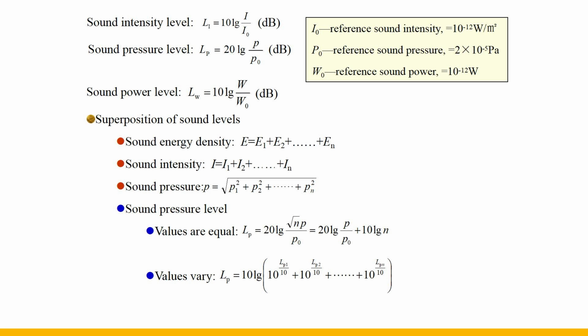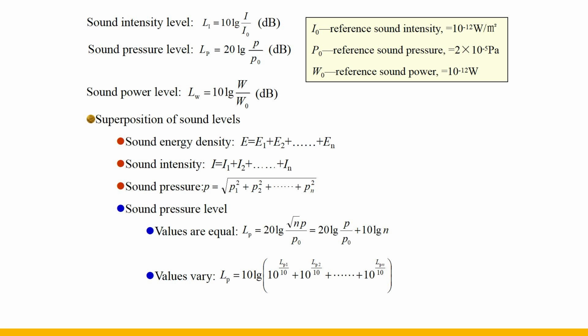When several different sound pressures act on a point at the same time and the interference effect is not considered, the total sound energy density at the point is equal to the sum of the individual sound energy densities. Likewise, the total sound intensity is equal to the sum of the individual sound intensities. The total sound pressure is then equal to the root mean square of the individual sound pressures. The total sound pressure level needs to be calculated according to the logarithmic law.